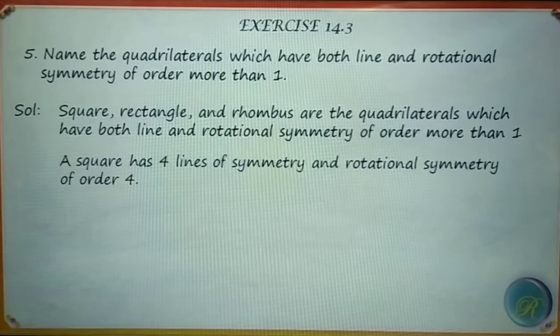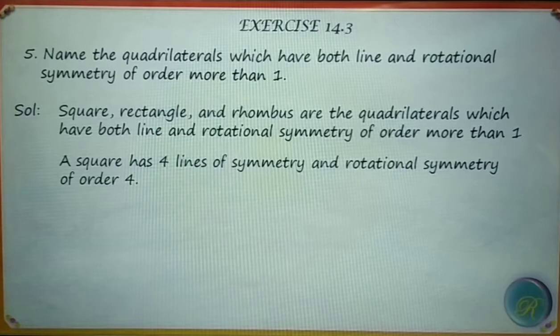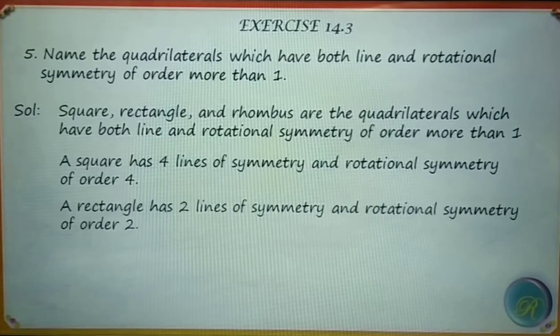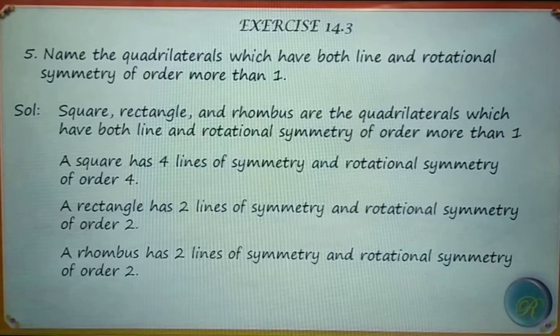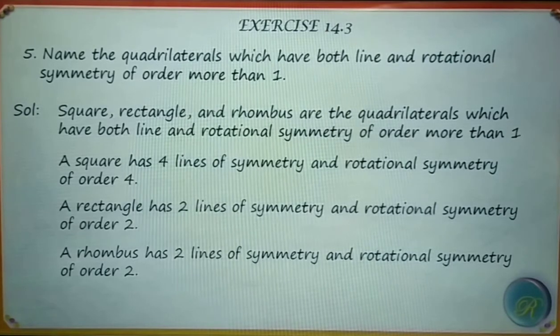Square has 4 lines of symmetry and rotational symmetry of order 4. A rectangle has two lines of symmetry and rotational symmetry of order 2. And a rhombus has two lines of symmetry and rotational symmetry of order 2.